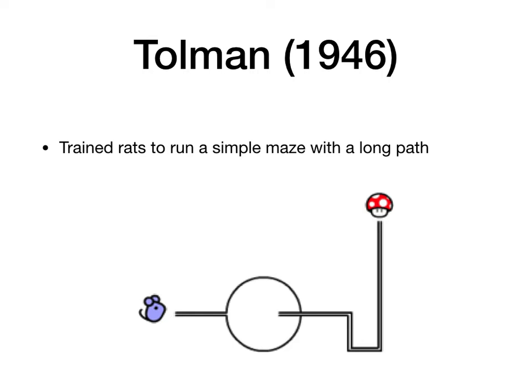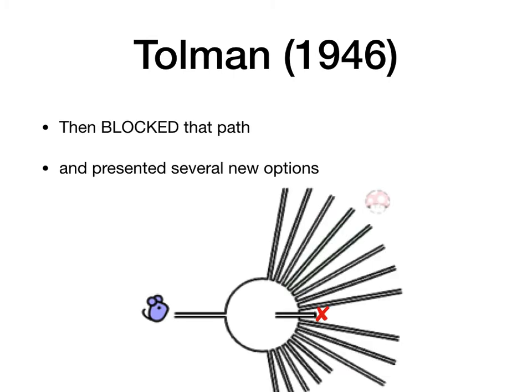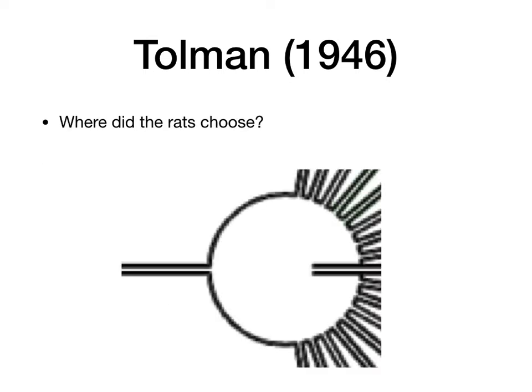Okay. Then, after training the rat that, hey, this is something that you can learn to run pretty quickly, they then blocked that path and presented several new options. So the original path is cut off, and now there are a whole bunch of new radial options coming out from that same location. A rat that was only capable of learning direct associations wouldn't really show any difference here. They'd probably still try to walk down that main path. But where did the rat choose, do you think?